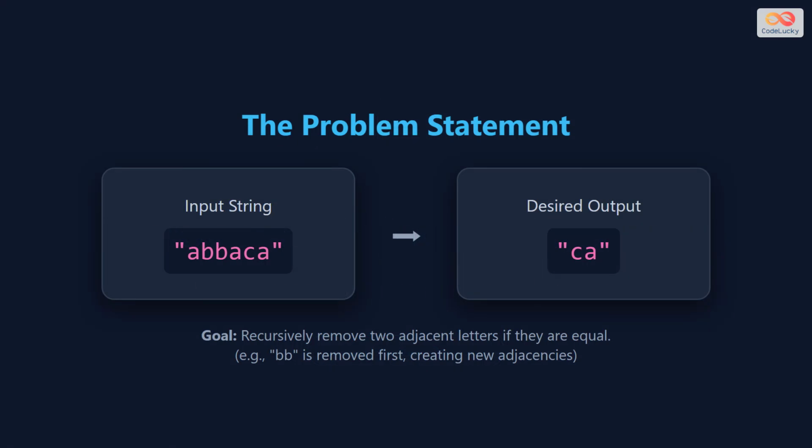Let's define the problem. You are given a string, for example, abbaca. Your task is to remove two adjacent letters if they are equal. But here is the catch. Once you remove them, the remaining letters might form new adjacent duplicates, and you must keep removing them until no more exist.